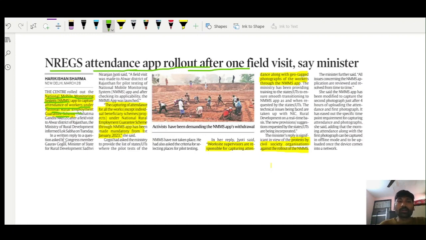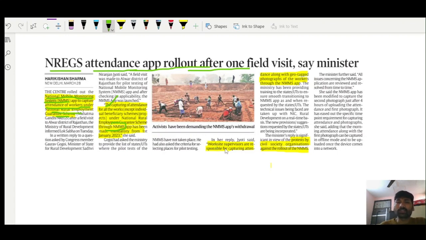So therefore, it is imperative to introduce the national mobile monitoring system to make MGNREGA more transparent, more accountable, and so that the genuine beneficiaries receive the government program benefits, right? So the capturing of attendance for all workers under the National Rural Employment Guarantee Scheme through the National Mobile Monitoring System app has been made mandatory from 1st of January 2023. So the center has made the capturing of attendance through this device mandatory.